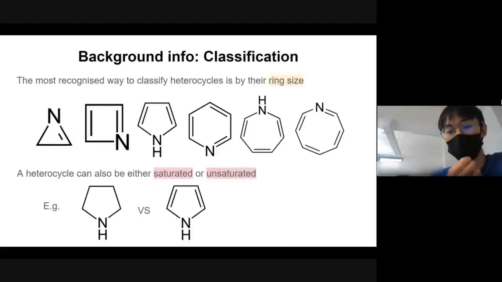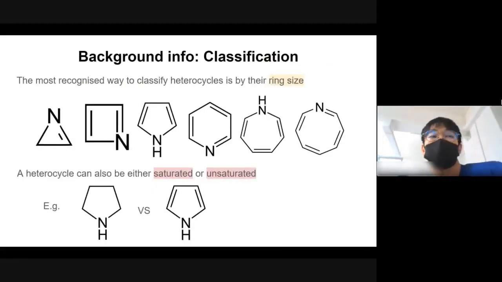Some more background info. The most recognized way to classify heterocycles is actually by ring size. As you can see, there are many derivatives of this one class. They can go from a 3-member ring all the way to a 10-member ring. And heterocycles can also be either saturated or unsaturated.